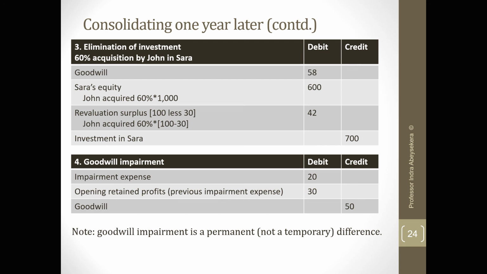When it comes to the current year, the goodwill has impaired in the current year and the previous year. Impairment expense in the current year is 20. Impairment expense in the previous year is 30. And that 30 has to be decreased in the opening retained profits.